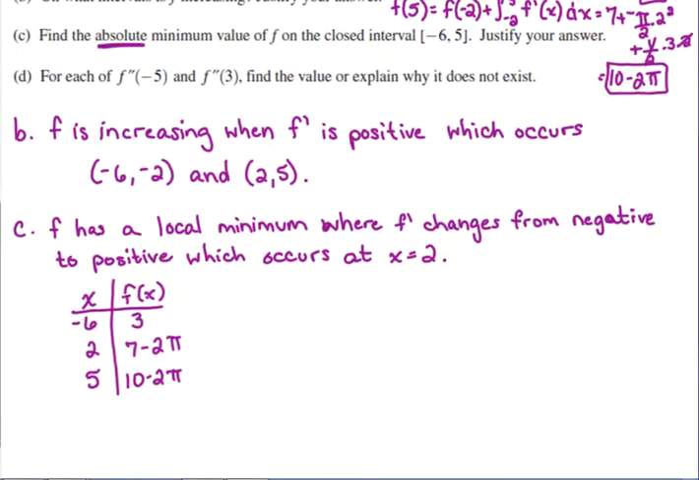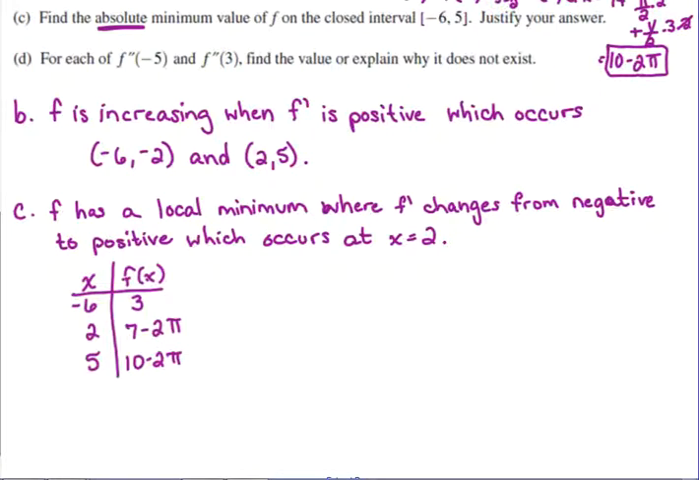Okay, so if we compare, and I know we don't have a calculator, but let's just use some number sense right here. Pi is about 3.14. So 7 minus 2 times 3.14, is that going to be greater than or less than 3? Less than. It's less than 3. And then 10 minus 2 pi, is that going to be less than the 7 minus 2 pi? No. So this is your absolute minimum value.